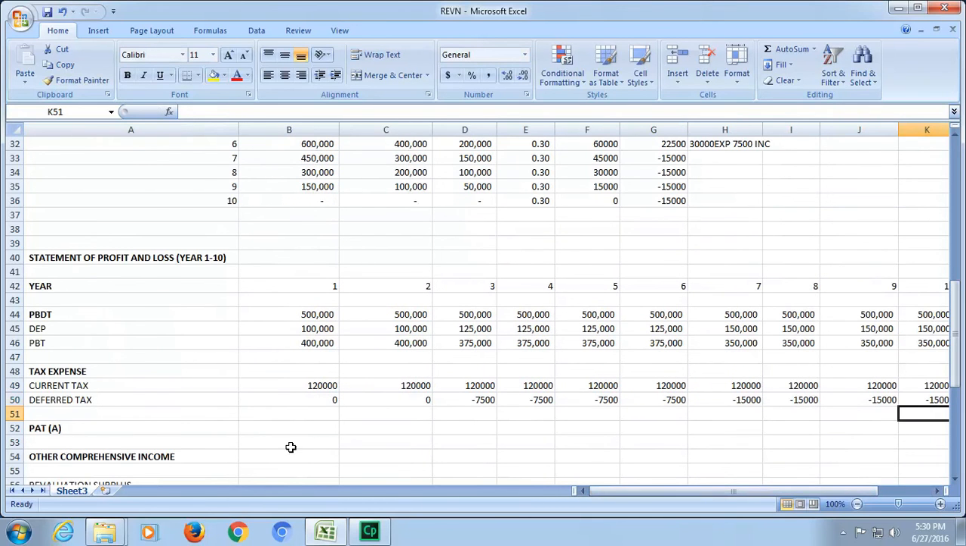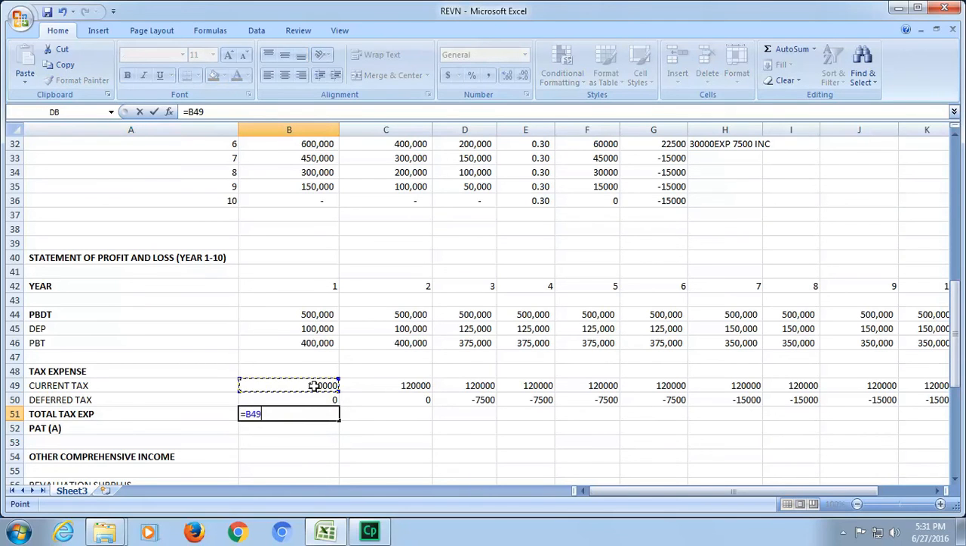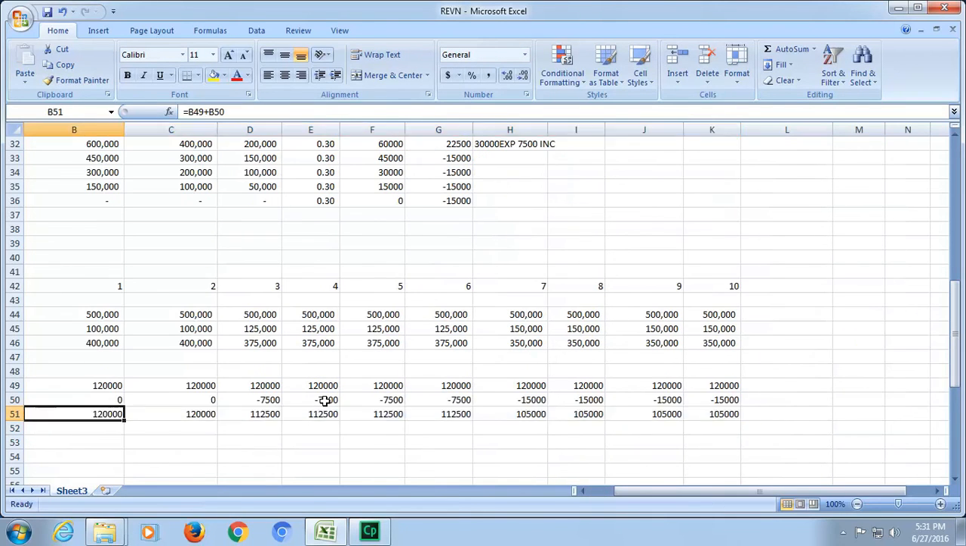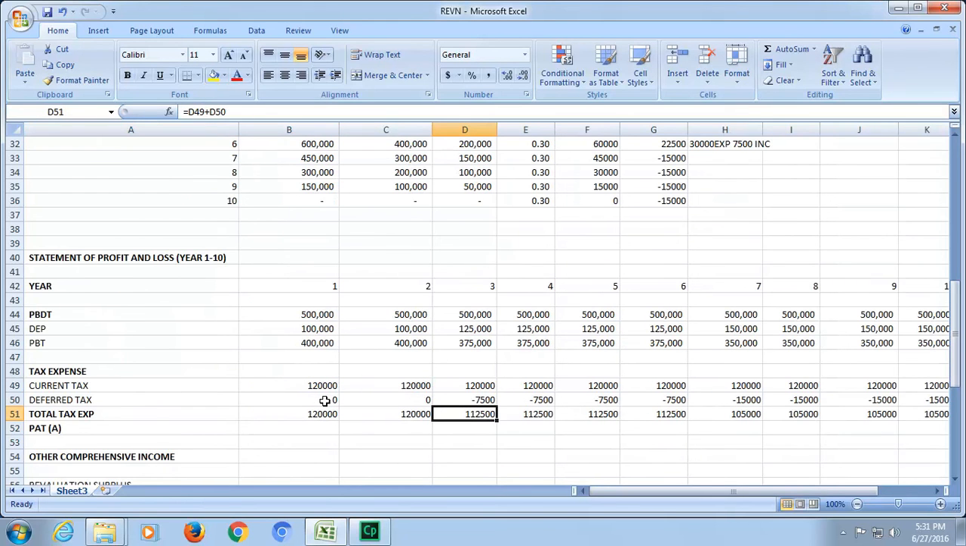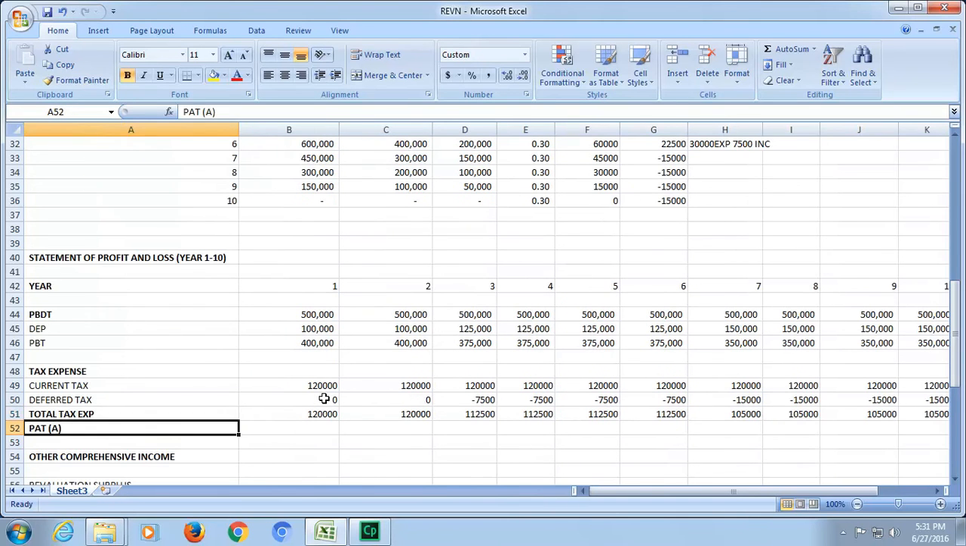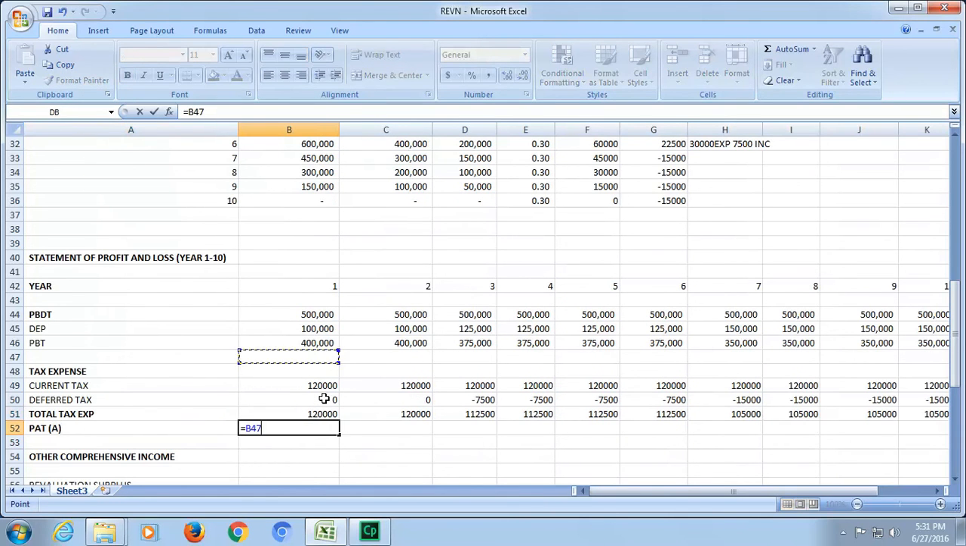Now I'll try to arrive at the total tax expense. What I'll do is I'll include here total tax expense. This is equal to this plus the deferred tax impact. So I now get the deferred tax impact. Now I'll arrive at the profit after tax. Now profit after tax would be profit before tax minus the total tax expense.